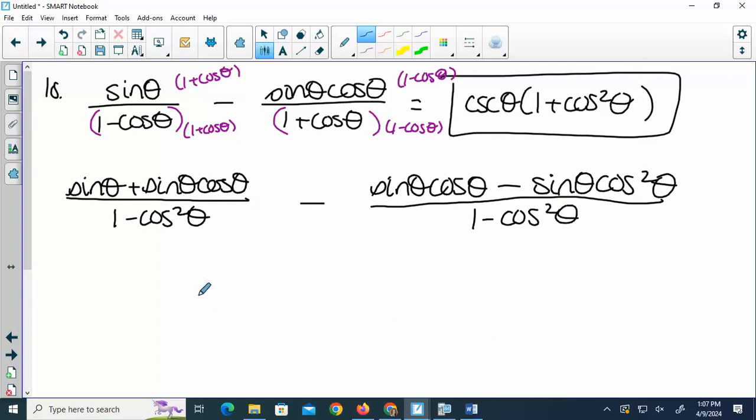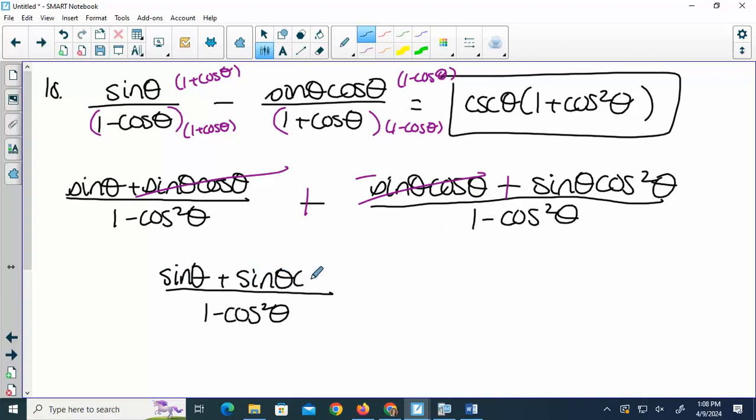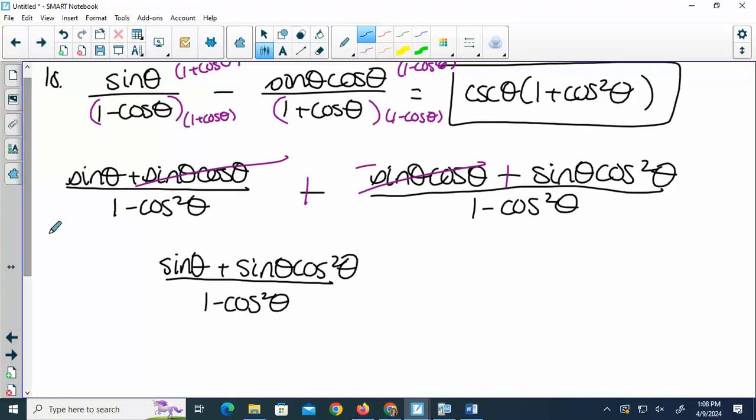Once you have a common denominator, what can we do? You can add them all. We can put them together. Okay, so we're going to make one big fraction. Because this was a minus, we have to distribute that. Sine cosine and negative sine cosine drop. We're actually not too far.